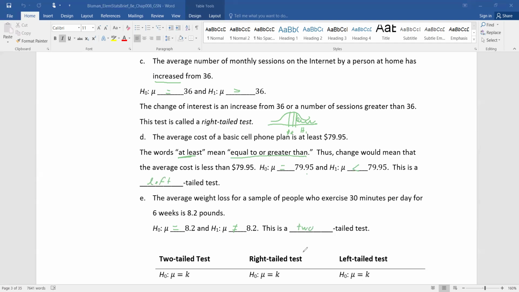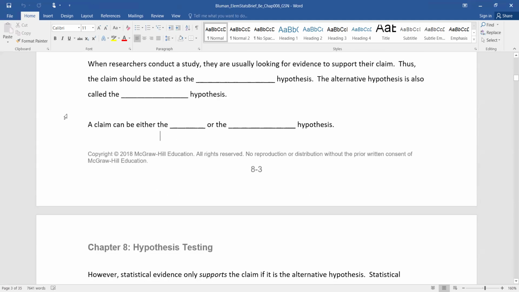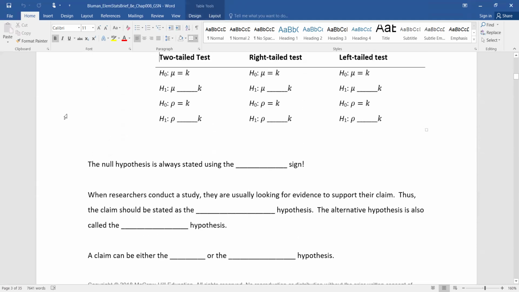All right. So hopefully that gives you enough examples to understand how to claim the null and alternative hypothesis from certain statements. All right, here we go. So here's a little chart to help you out.